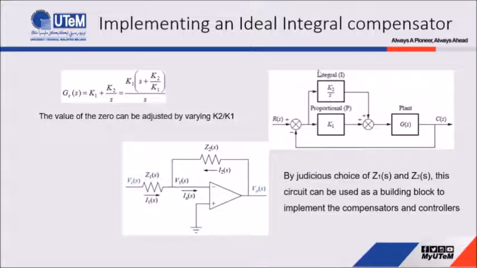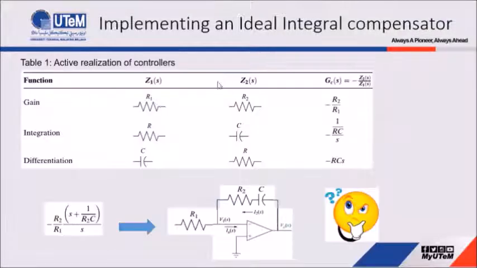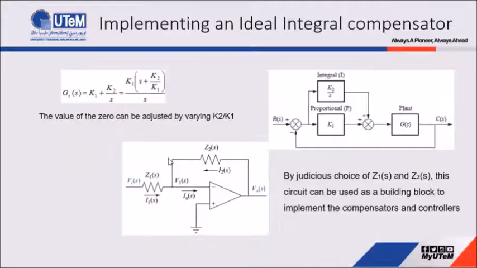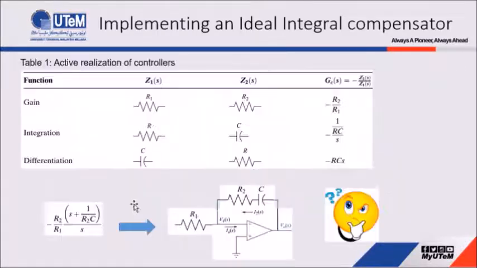All this we call PI controller. In order to realize this ideal integral compensator, we can refer to this table. This is the standard circuit for PI controller. Based on our design, the values of Z1, Z2 can be obtained from this equation, where we compare this equation with this derivation, and from there we can find the values of R1, R2, R, C, and so on. This is how we can transform to the real implementation.